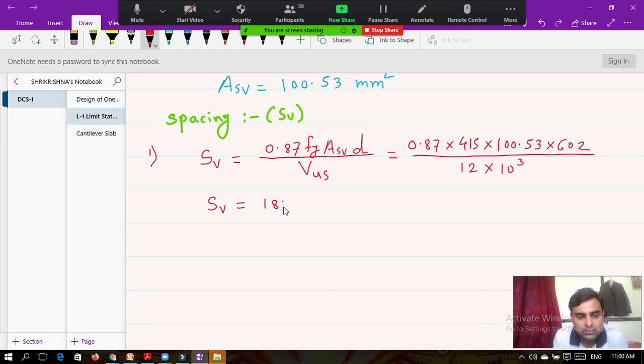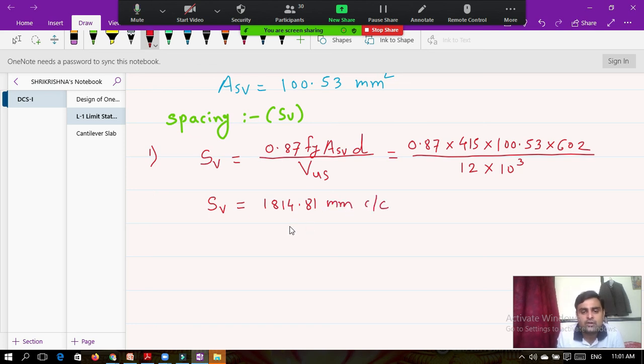Check the calculation once again. Is it correct? 0.87 into 415 into 100.53 into 602, divided by 12 into 10 raised to 3. Okay, so 1814.81 mm.